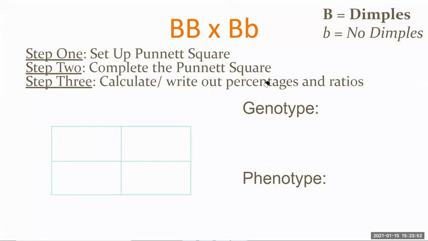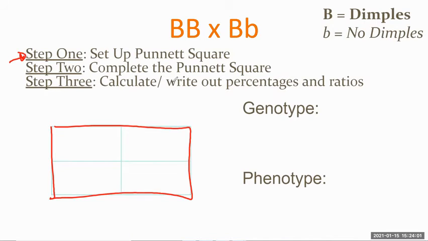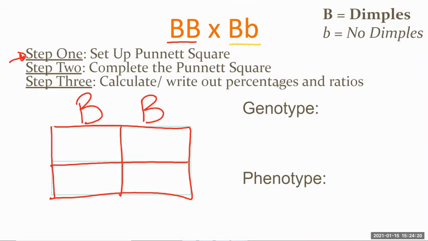Step one is to set up your Punnett square. If you do not have this box set up already, make sure to do one. For the most part, I'll give you one, but in case you're not given one, don't forget the Punnett square. Now we're going to put these parents on the Punnett square. It doesn't matter which parent goes where, but one will go up at the top and one on the left-hand side.